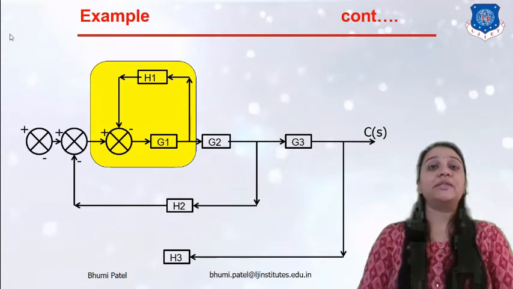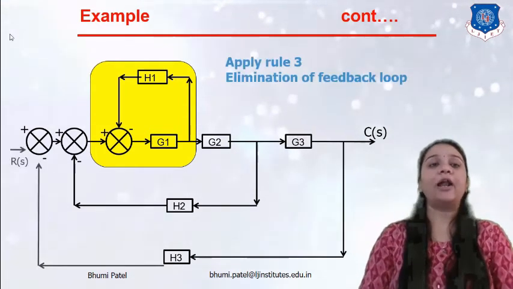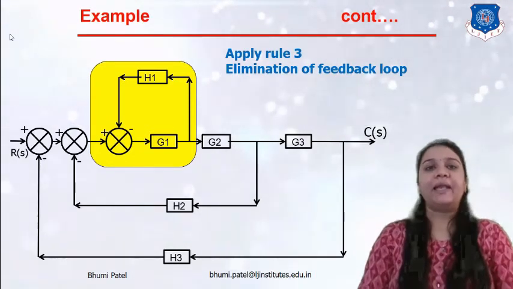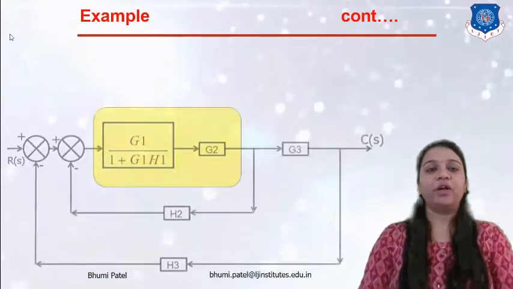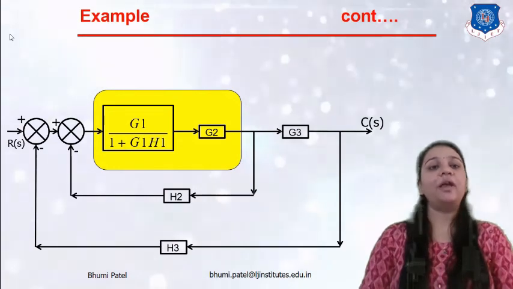Now here you can see that G1 and H1 are connected in a feedback loop. So apply rule number 3, elimination of the feedback loop. The answer is G1 upon, since the sign is negative, 1 plus G1 H1.